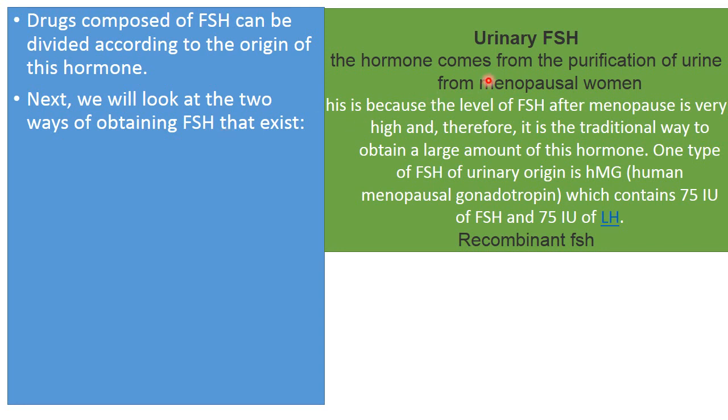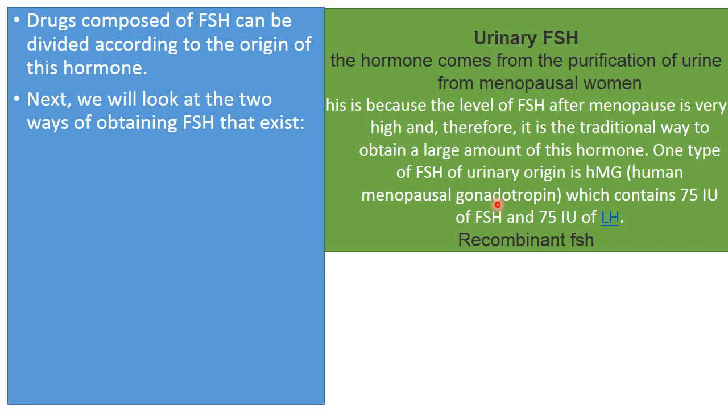We have urinary FSH. This hormone comes from the purification of urine from menopausal women. This is because the level of FSH after menopause is very high. Menopause is the cessation of menses, and therefore it is a traditional way to obtain a large amount of this hormone. One type of FSH of urinary origin is HMG, human menopausal gonadotropin.